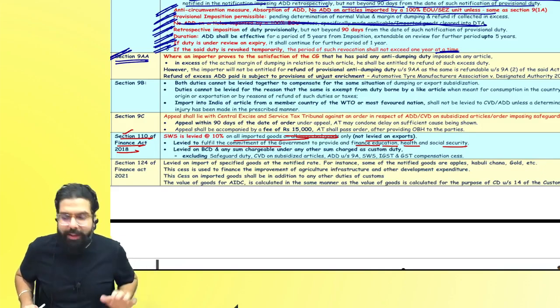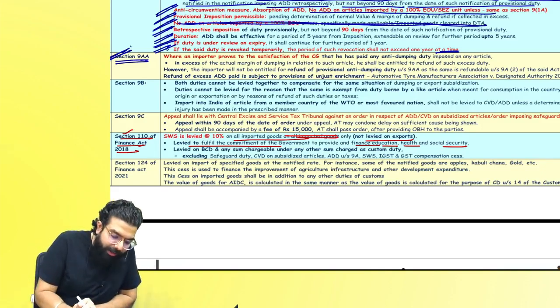When the importer proves to the government that the anti-dumping duty being charged is in excess of the margin of dumping, then the government will refund the amount which was charged in excess. Right, everyone? Please read this at your home.